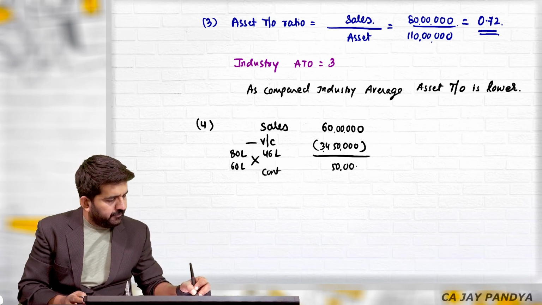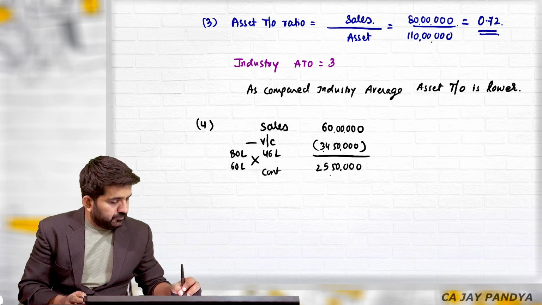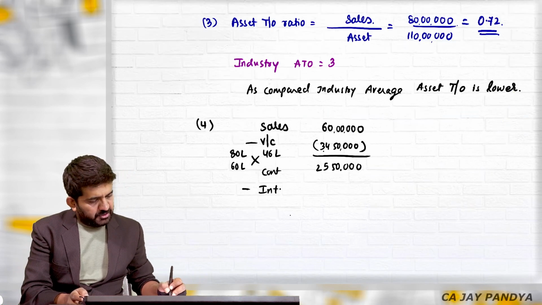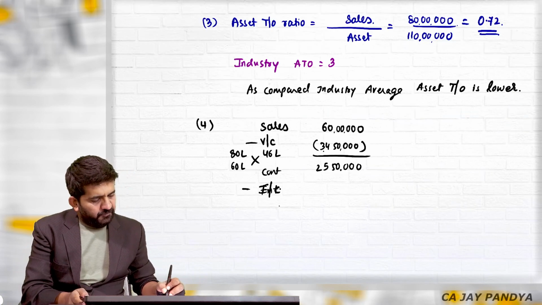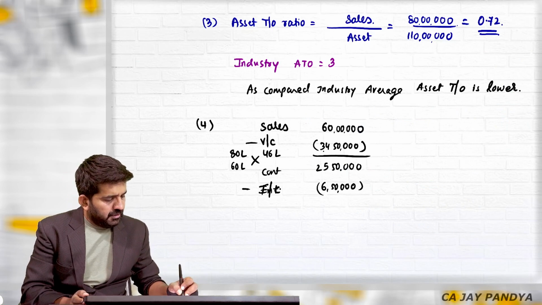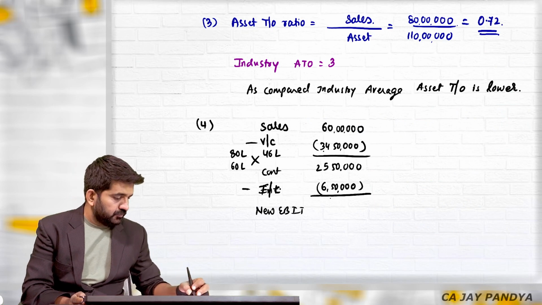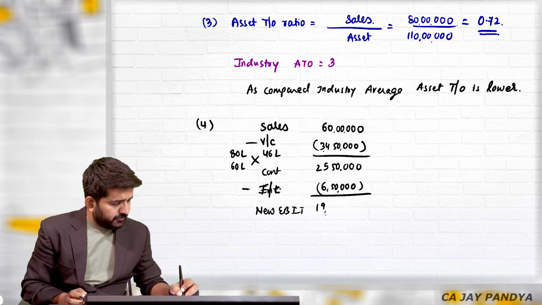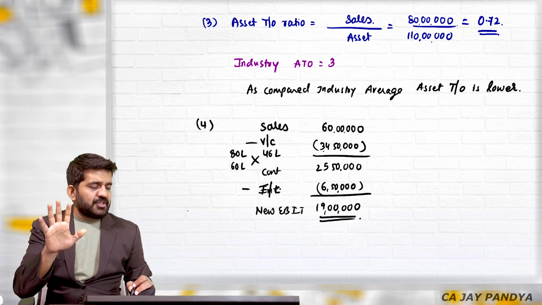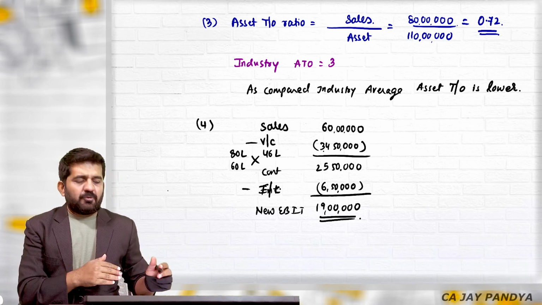Contribution will be 25 lakh 50,000 minus interest, minus fixed cost. Fixed cost does not change. It will remain 6 lakh 50,000 and my new EBIT will be 19 lakhs. So if the sales is reduced to 60 lakhs, my new EBIT will be 19 lakhs. I have just found out the answer.